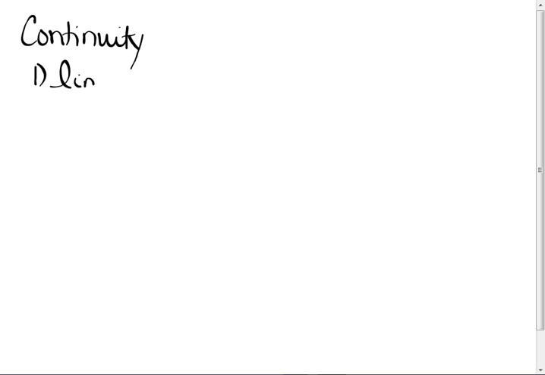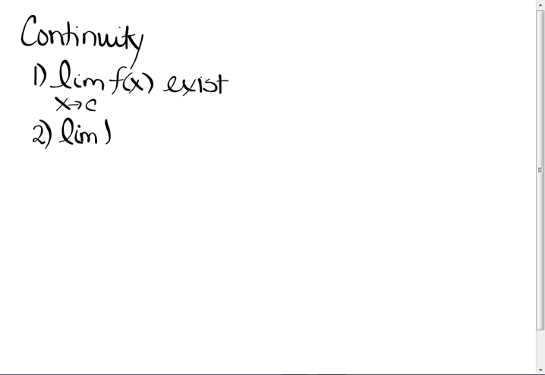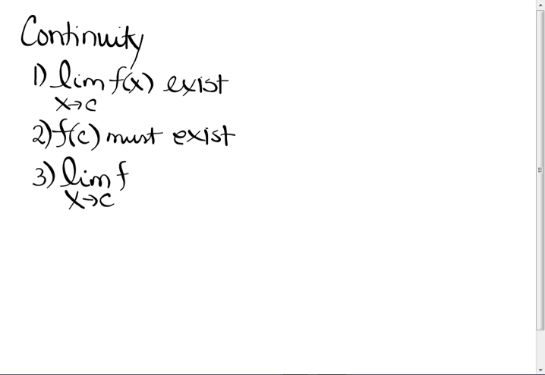The limit as x approaches c of f of x has to exist. The limit of f of x, oh no, that has to also be true. f of c must exist. In other words, you can't have a point missing in your domain. Both sides have to equal f of c.